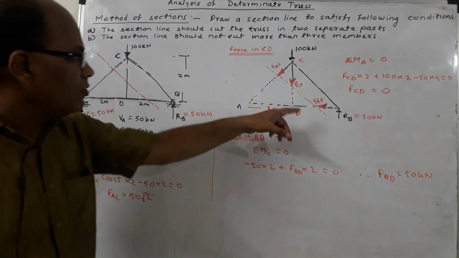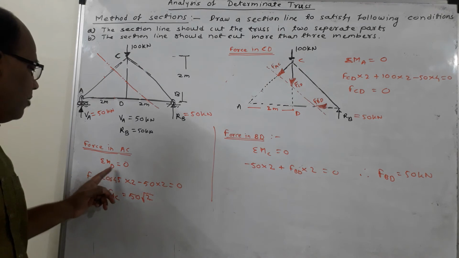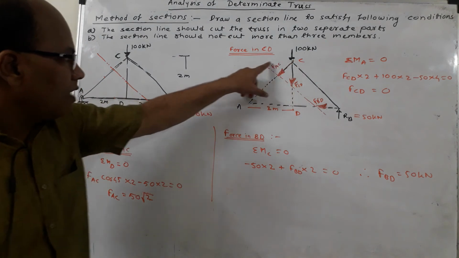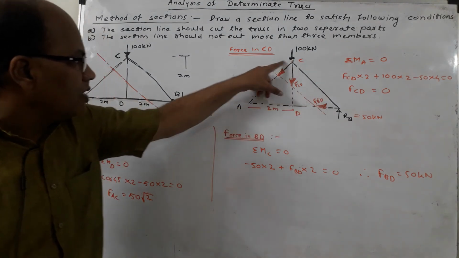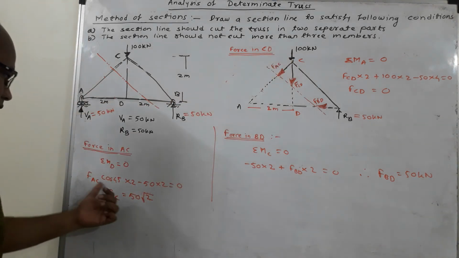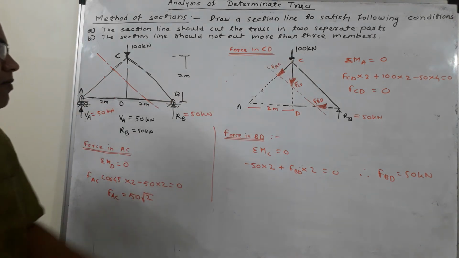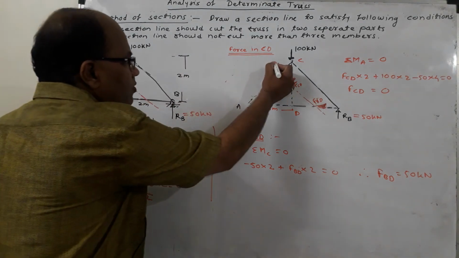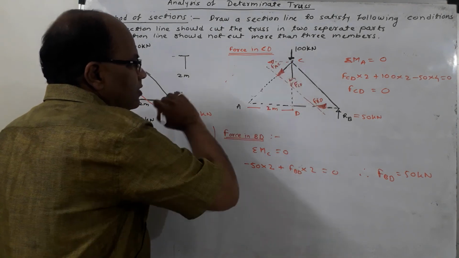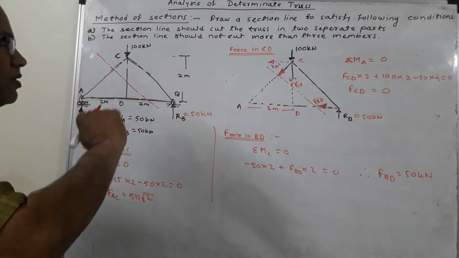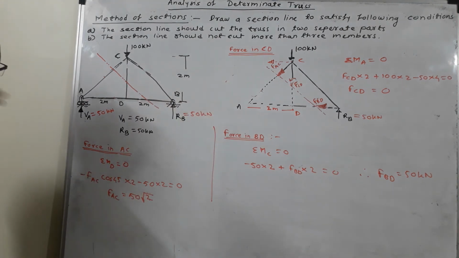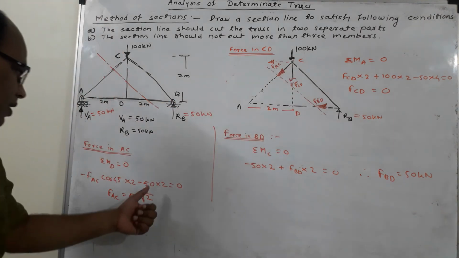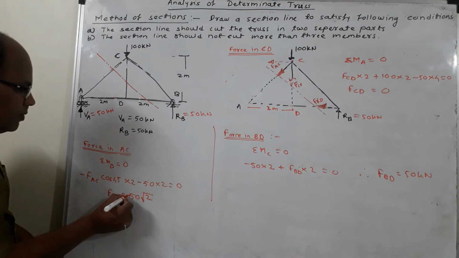When I take moment about D, there will be the moment of 100 kilonewton about D. I want to get FAC, so the force in AC, moment about D is equal to 0 and it will be FAC cos 45, its x component because the angle is 45 degrees, FAC cos 45 into 2 minus 50 into 2 equal to 0. But again, if I show this force, its x component will be acting like this. The x component is acting towards left, so it is creating a negative moment, minus FAC cos 45 into 2 minus RB into 2. So FAC is equal to minus 50 root 2.